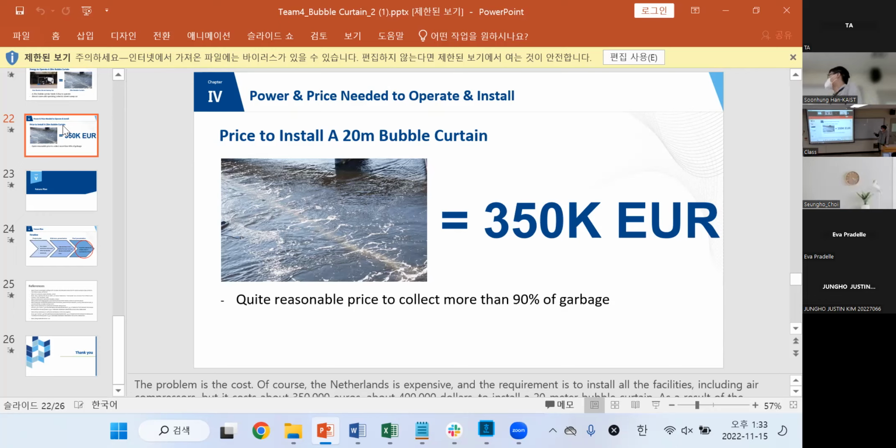Of course, the 10 meters is not just for the port. Air compressor, generator, everything is composed. This is for 350. So if we expand 10 meters to 200 meters, it should be 3,150. All right, any other question?